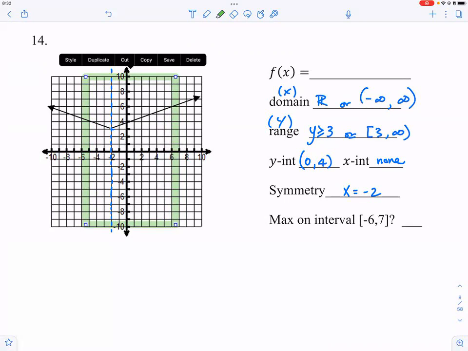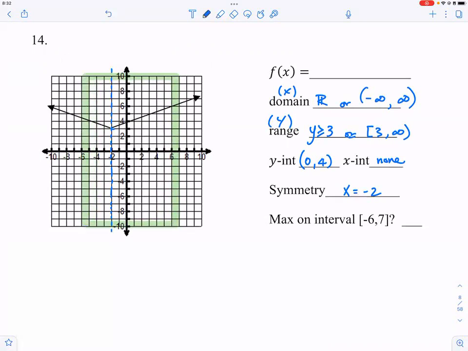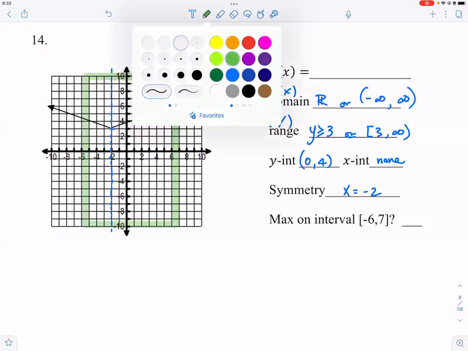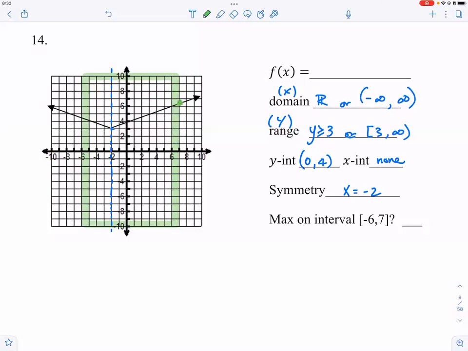It seems like the maximum y value is located right here. Well, let me change the color. It seems like the maximum y value only in this interval from -6 to 7 is located right here when x is equal to 7. And now the graph was not printed very well. It should have a slope of 1/2. So that would be a maximum of 6.5.